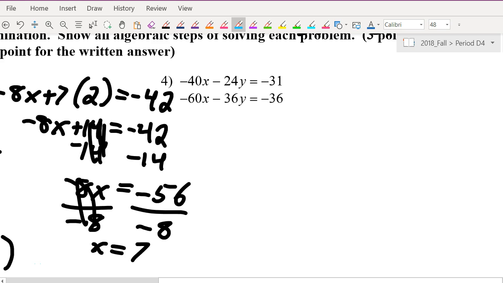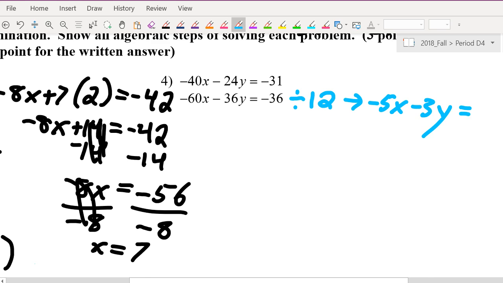What are you going to do first? So first, you can simplify the negative 60x by dividing by 6. Now, I would rather divide it by 12. Okay, so what do we get? Negative 5x, negative 3y equals negative 3. Good. And then that'll make it a little easier too. Negative 40x minus 24y equals negative 31.